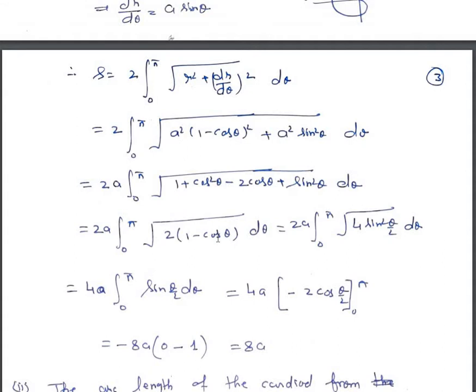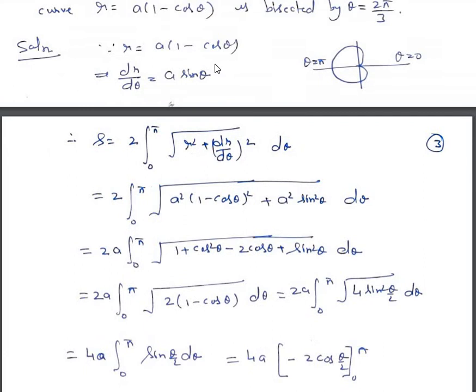1 minus cos theta is 2 sin square theta by 2. So this is 2a times integral 0 to pi under root of 4 sin square theta by 2 d theta, which is 4a times integral 0 to pi sin theta by 2 d theta. Integration of sin theta by 2 is minus 2 cos theta by 2. So put the limits. So we have minus 8a into 0 minus 1, which is equal to 8a. So length of the cardioid r is equal to a into 1 minus cos theta is 8a.